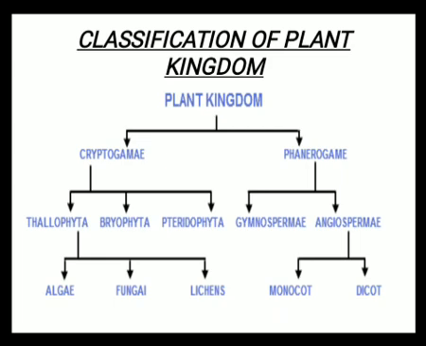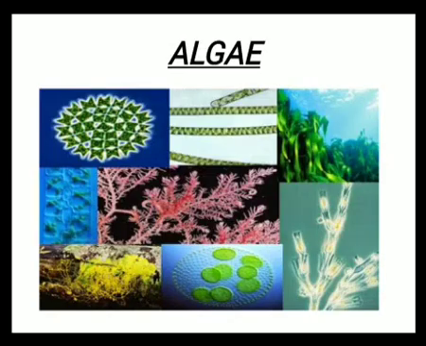Then there are the pteridophytes. Among the phanerogams, we have the gymnosperms and angiosperms. The angiosperms are further divided into monocots and dicots. We shall be talking in this chapter about algae, bryophytes, pteridophytes, gymnosperms, and angiosperms one by one. Today I start with the group algae.